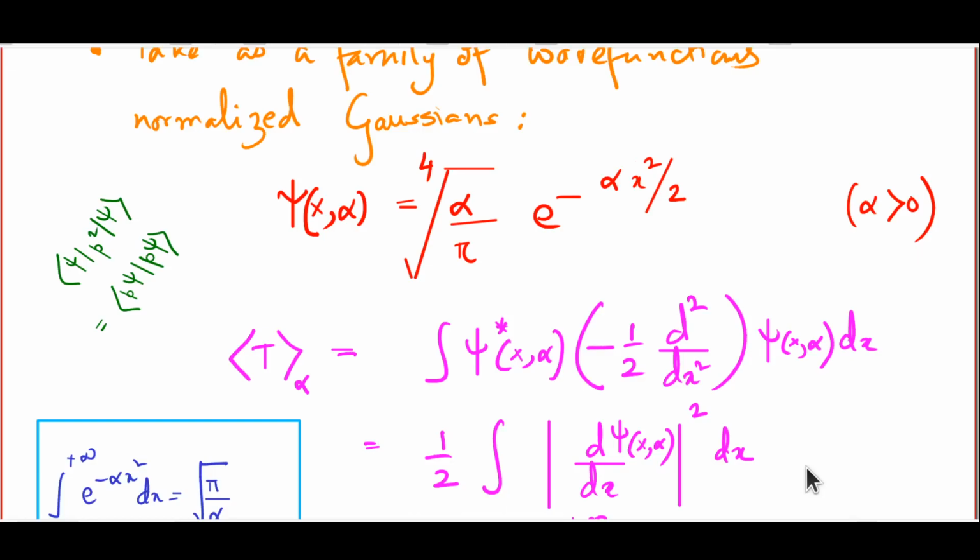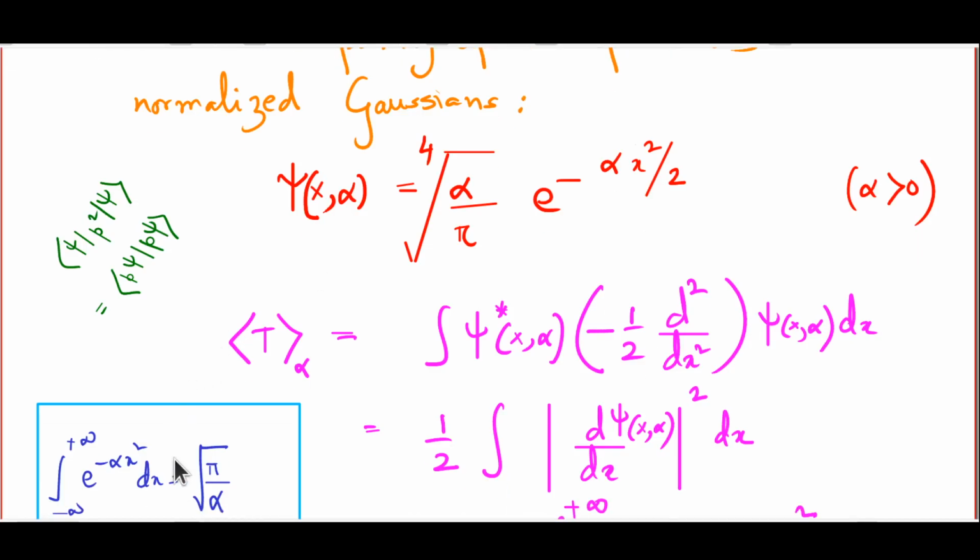Now for this integral, what we need is to differentiate dψ/dx once. Dψ/dx's differentiation, of course, is simply minus alpha x times e to the minus alpha x squared by 2. You are squaring that, so you get alpha squared x squared e to the minus alpha x squared, and that's what you need to integrate. So basically you need to integrate a Gaussian function times x squared. Now, we already know that this is the integral that we have. Of course, the integral that we need is x squared times e to the minus alpha x squared.